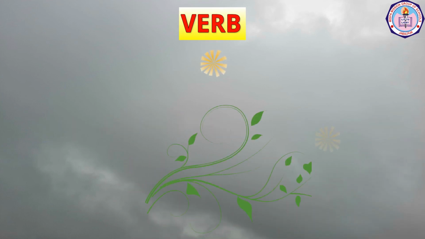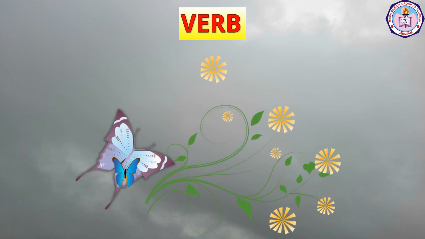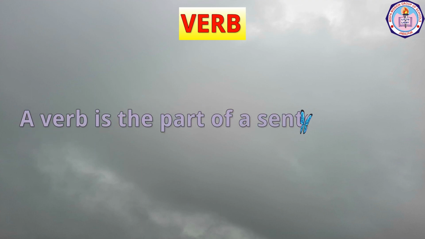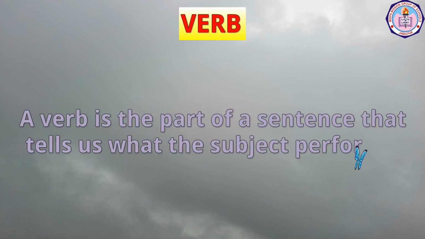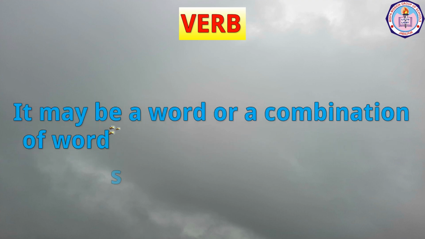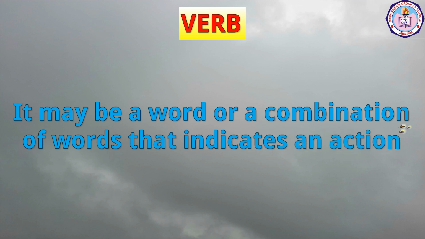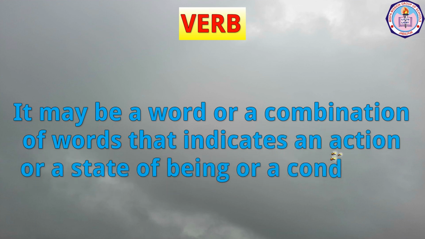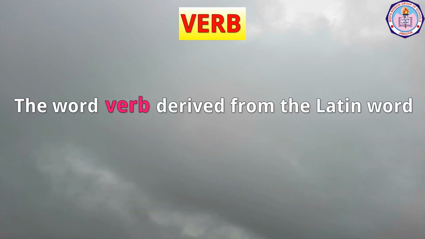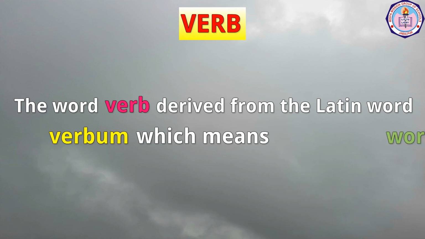The entire study of English grammar is based on the verb. We shall learn the different uses of the verb in detail in the coming episodes. In this episode, we shall discuss only an outline of the verb. A verb is the part of a sentence that tells us what the subject performs. It may be a word or a combination of words that indicates an action or a state of being or a condition. The word verb derived from the Latin word verbum, which means word.